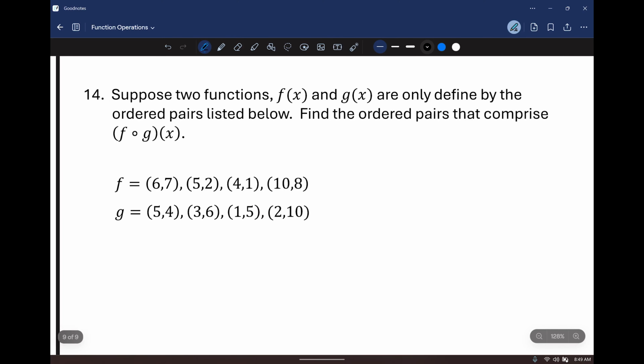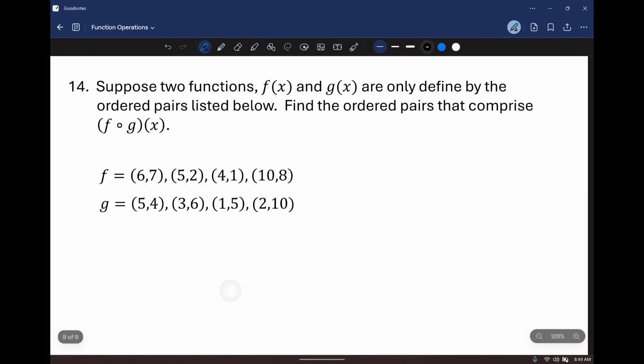All right, suppose 2 functions, f of x and g of x, are only defined by the ordered pairs that are listed below. Find the ordered pairs that comprise f of g of x. So they want you to do f of g of x. And this is written different than the other ones, so let's talk about it. Every point is an input and an output. So for instance, this point right here, if I input 5, I get 4 as an output. So you could say g of 5, so if I input 5, I get 4.